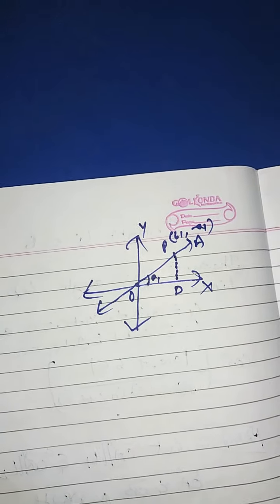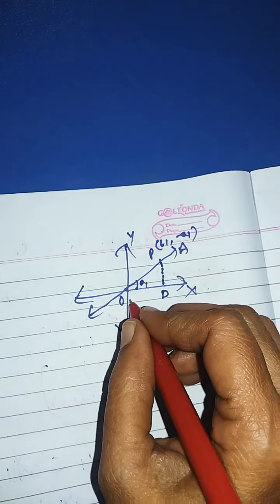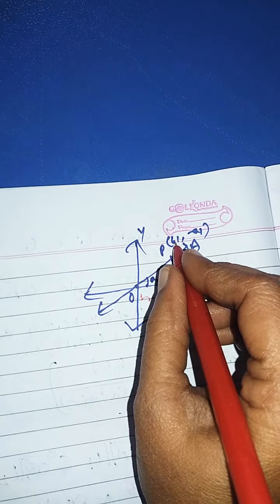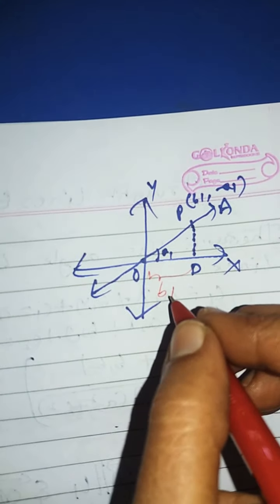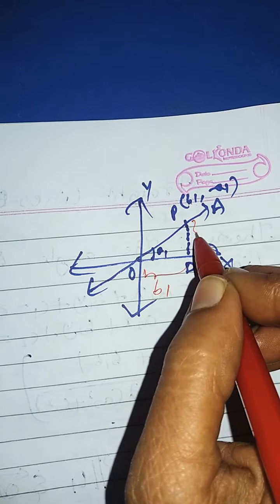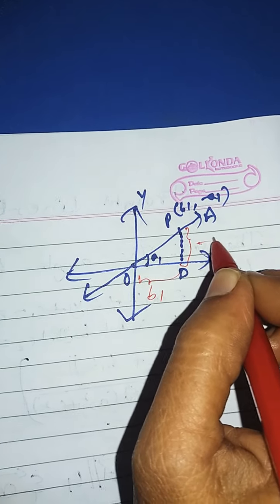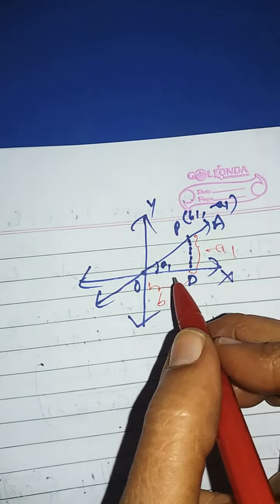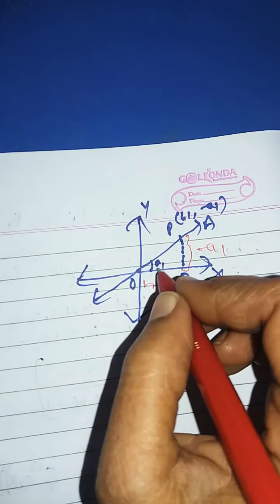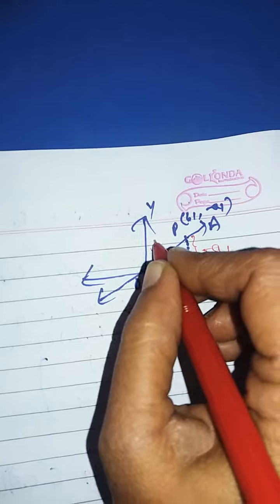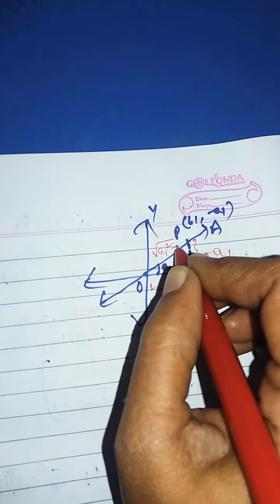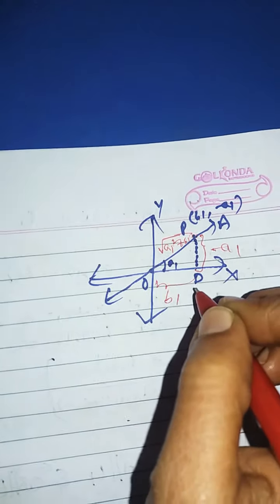Then what is the length of OD? The length of OD is B1. What is the length of PD? The length of PD is minus A1. Now from this figure, it is a right angle triangle. What is the hypotenuse? Hypotenuse is square root of A1 square plus B1 square.